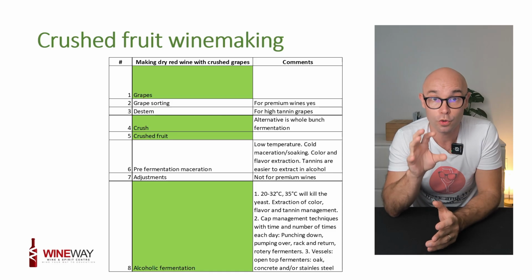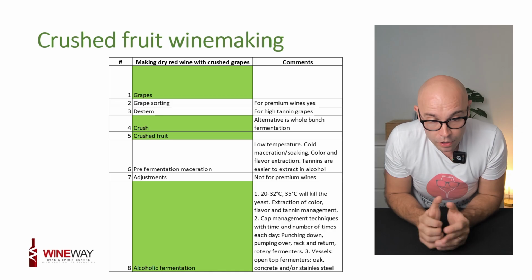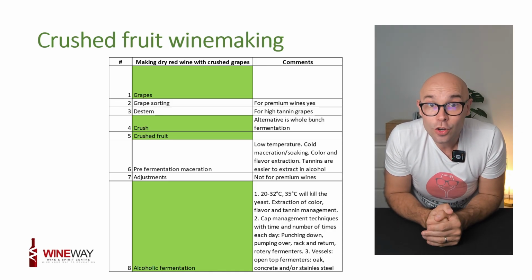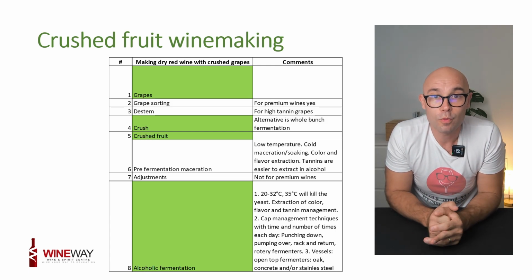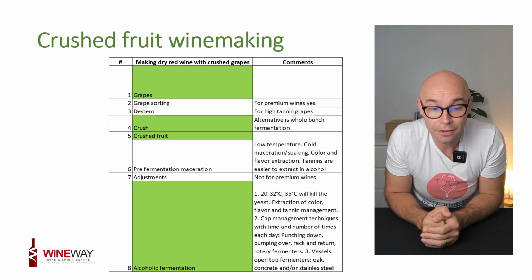The fruit will be crushed in order to release the juice. This is very important to have the skins in contact with the juice. This is one of the major differences between making white and red wine, where the skins of white grapes are not included in the fermentation.